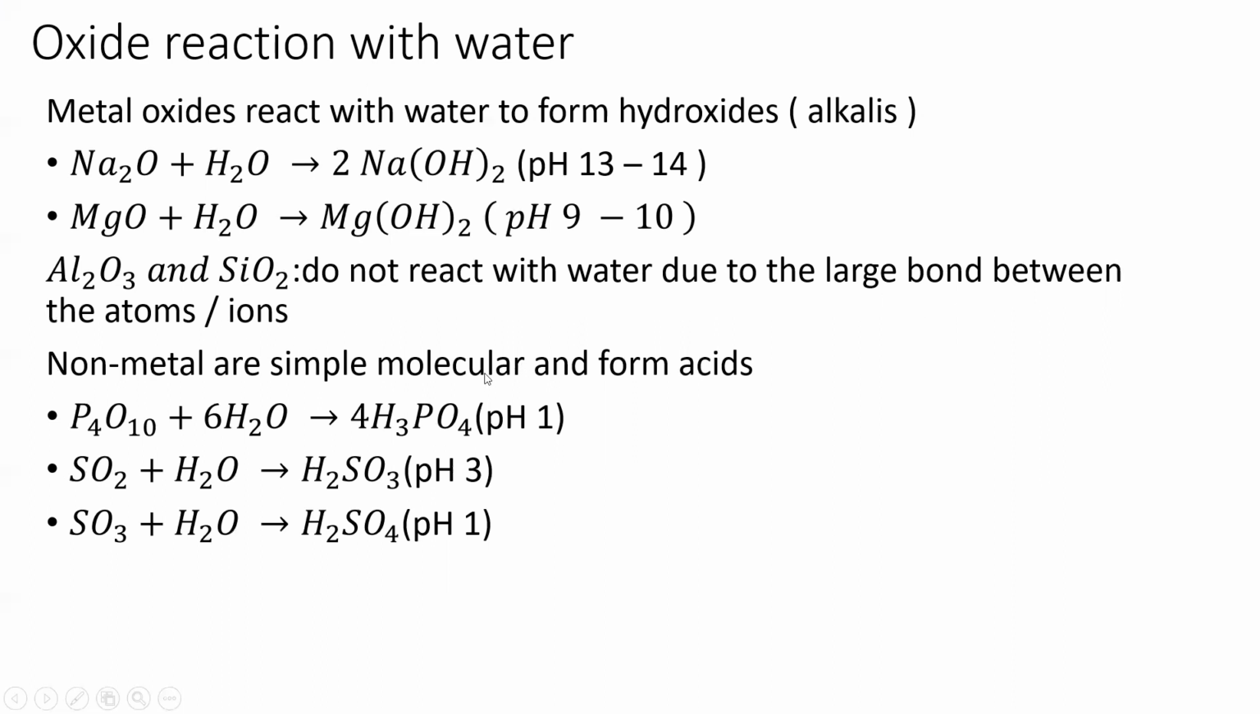Non-metals have simple molecular structures and form acids, as you can see. Just take note of sulfur. Depending on whether it's sulfur dioxide or sulfur trioxide, it forms either sulfurous acid or sulfuric acid. Sulfuric acid has a lower pH than sulfurous acid, and H3PO4 has a low pH as well. So just take note of the reactions. It's much easier to remember what the oxide is and what the final product is. Water is just added, and you can just substitute it in the examinations by balancing the equation.